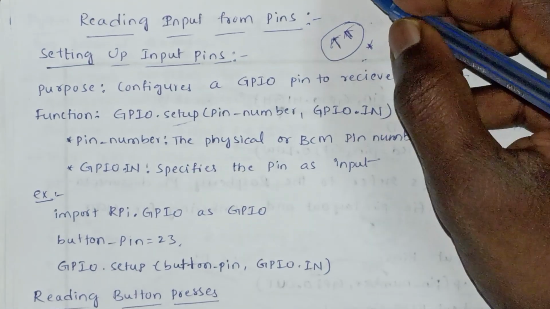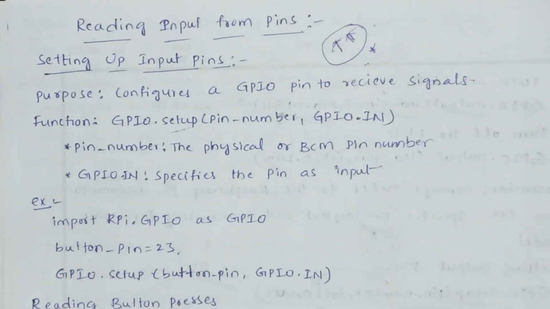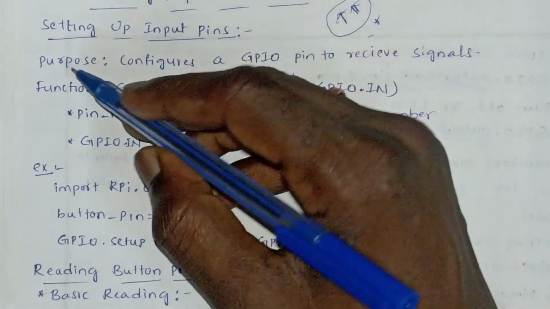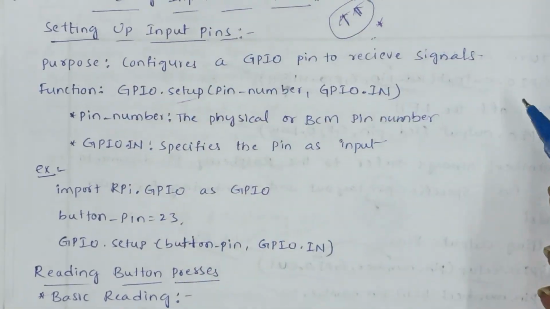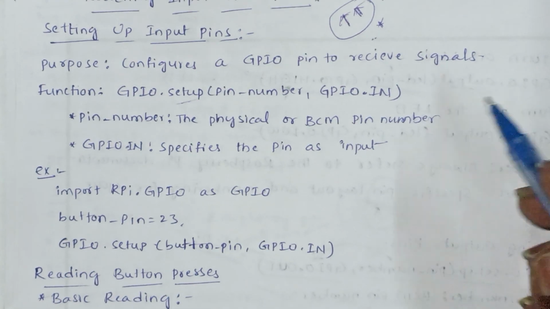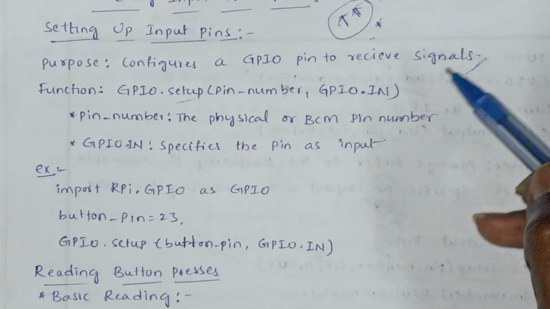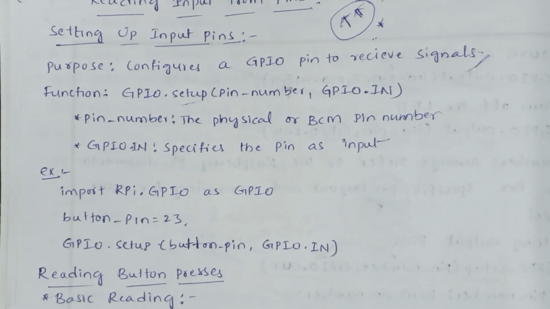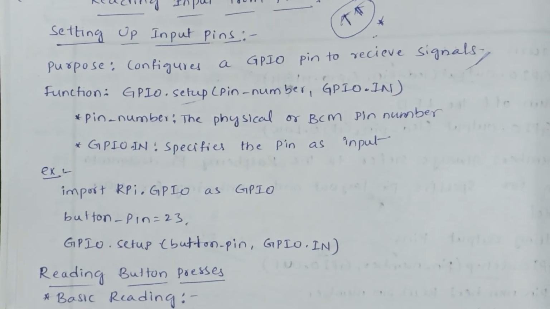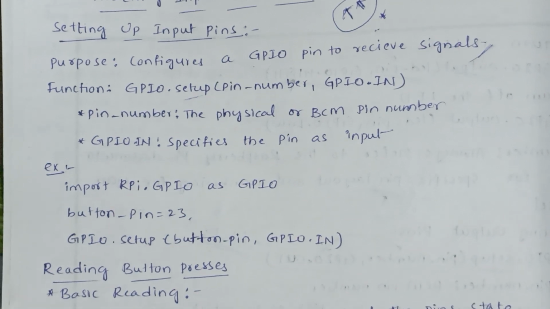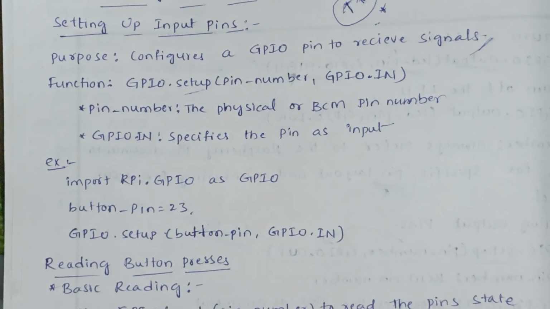So that is how the reading process of input from pins works in Raspberry Pi. Okay, setting up input pins. How are we setting the input pins? Purpose: configure a GPIO pin to receive signals. So why are we using this for reading inputs? What is the setup of input pins? The whole purpose is to configure a GPIO to receive signals.